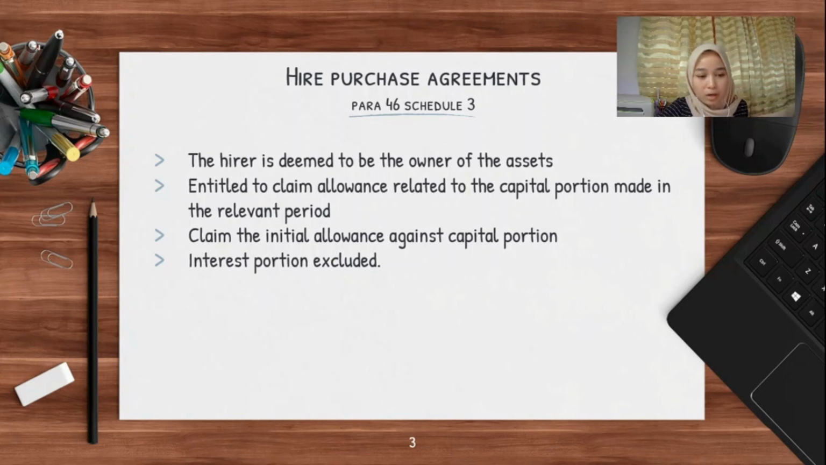the capital portion of any installment payment or aggregate of those payments made by the person under the hire purchase agreement in the period. So the hirer is deemed to be the owner of the asset and entitled to claim allowance related to the capital portion made in the relevant period. Claim the initial allowance against the capital portion. And last, the interest portion is excluded.